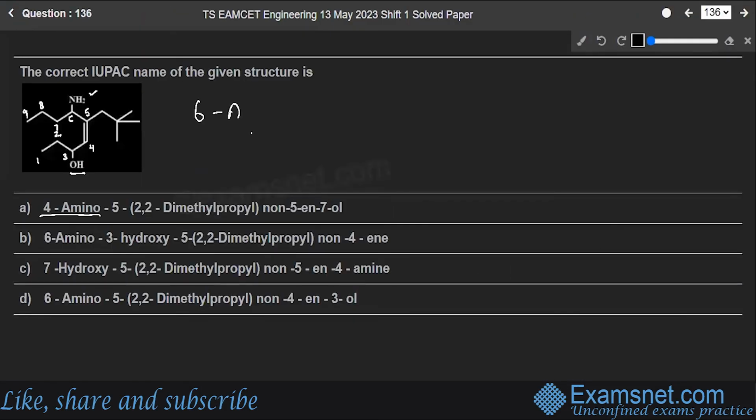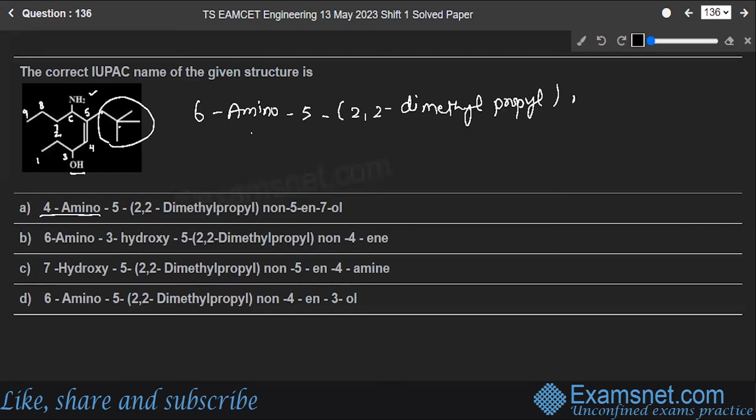At the sixth position, you have amino group, 5, 2, 2 dimethyl from this propyl, non-4-en-3-ol. So this is your D option. Hope you understood.